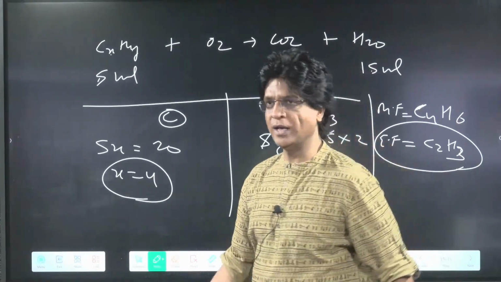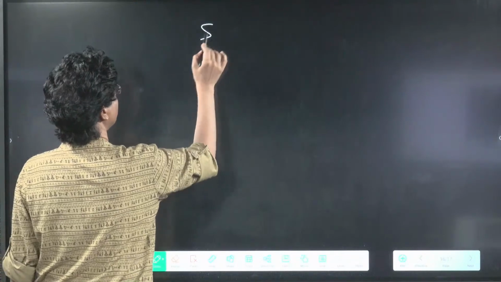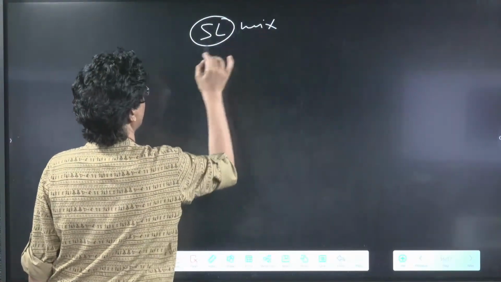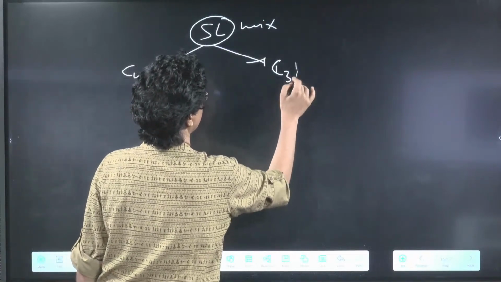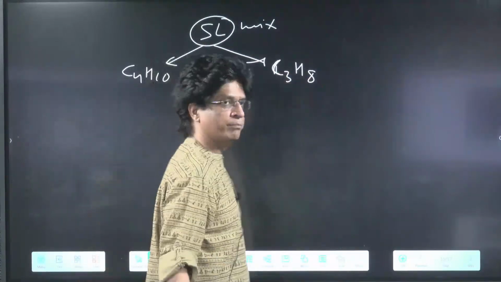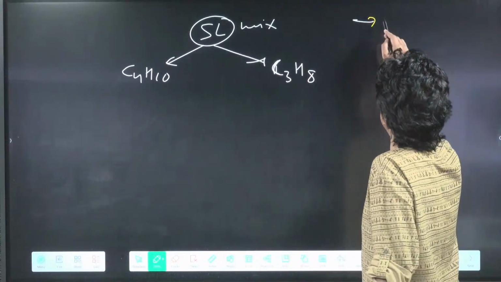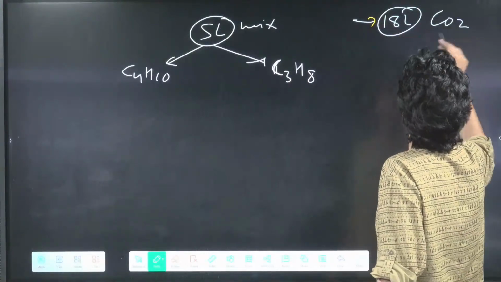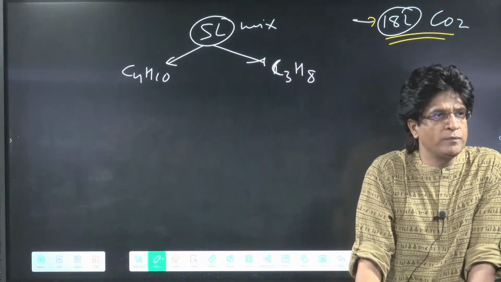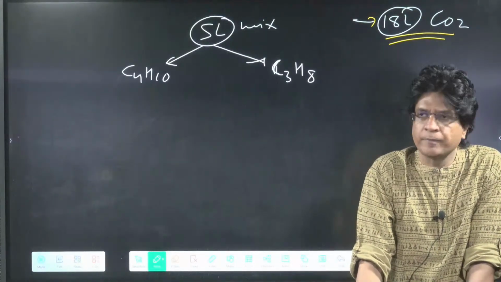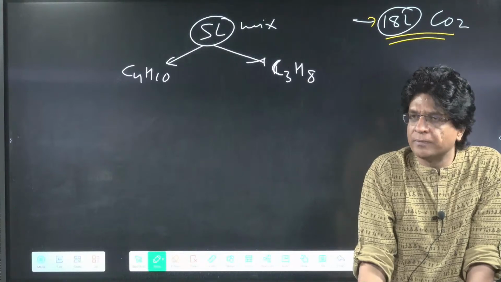Chalo. We'll do the last question of the day. This says that a 5-liter mixture of butane and propane on complete combustion gives 18 liter of CO2. Find the volume of butane and propane present in the mixture.